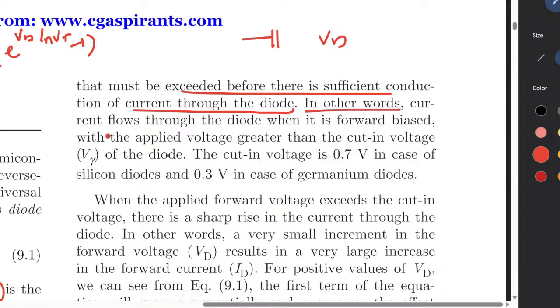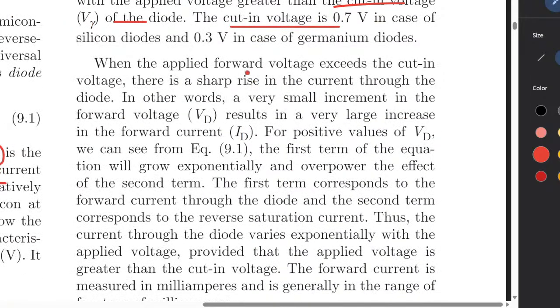In other words, current flows through the diode when it is in forward bias and the applied voltage is greater than the cutoff voltage. The cutoff voltage is 0.7 for silicon and 0.3 for germanium. When the applied voltage exceeds the cutoff voltage, there is a sharp rise in the current through the diode. In other words, a small increment in the voltage VD results in very large changes in current.